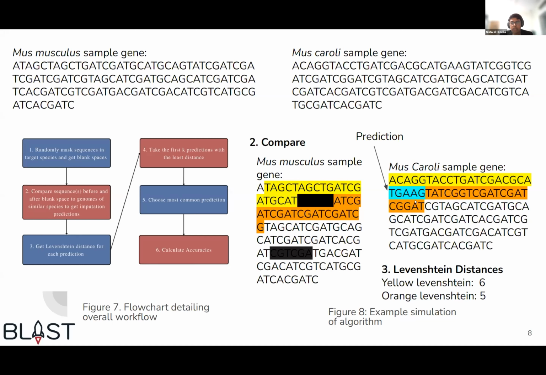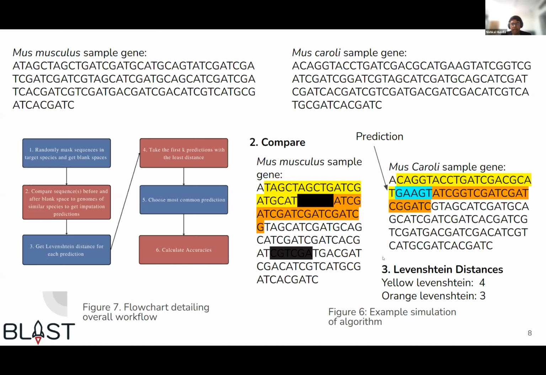because we've set the value as 20, which can be changed later on. As we can see over here, this is the first possible such set with TGAAG as the prediction, and the yellow and orange subsequences representing the sequences before and after. We take the Levenshtein distance between these sequences, as we can see over here, and then we average them out to get the Levenshtein distance for this particular prediction.